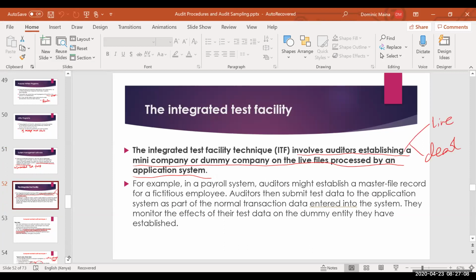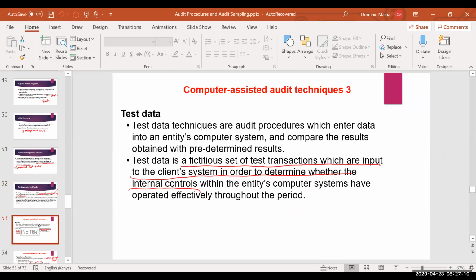We also have the use of test data. Don't forget, this is fictitious data that is fed into the system. You can feed in this dummy or fictitious data when the system is either live or dead. For the difference, live is when the client is actually using the system and you're doing the test at the same time. We call that live testing.